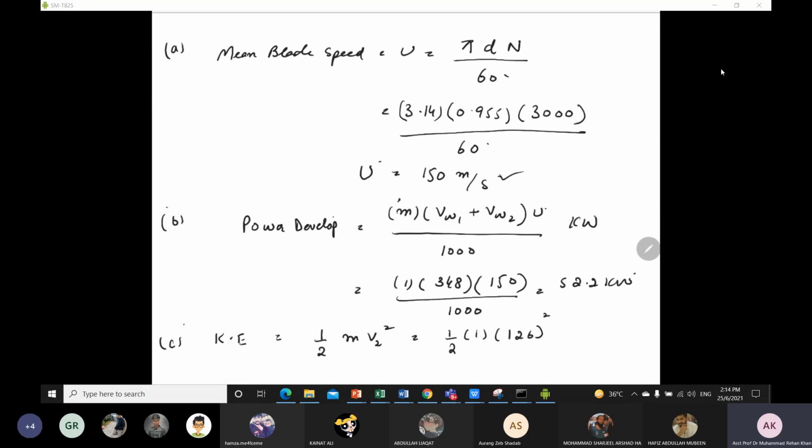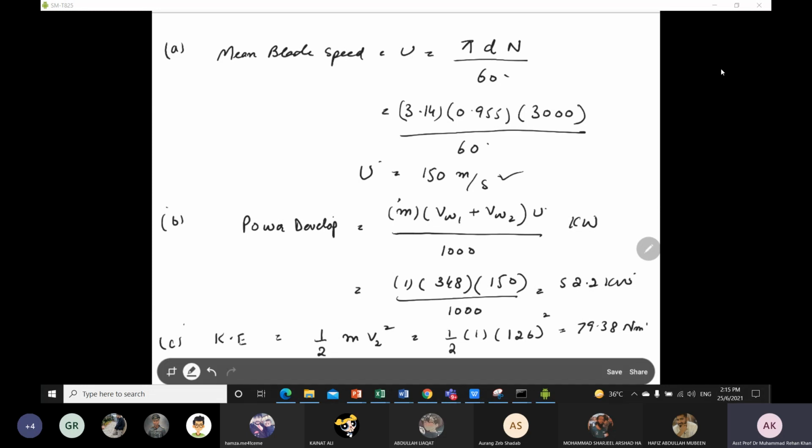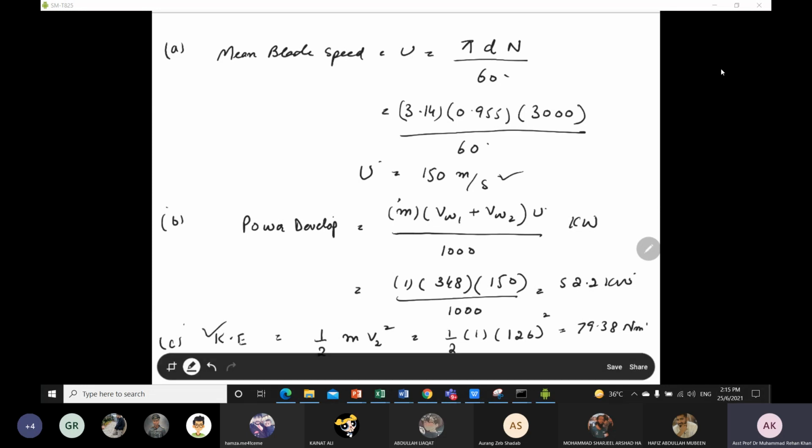So you can find out that this is 79.38 Newton meter. Okay, so this is the kinetic energy for part C. So the solution is complete, a very easy solution. You have to note it down, then we will discuss the next problems.